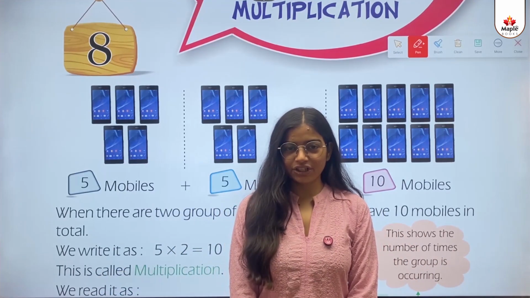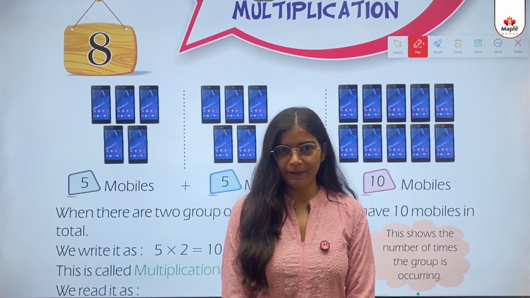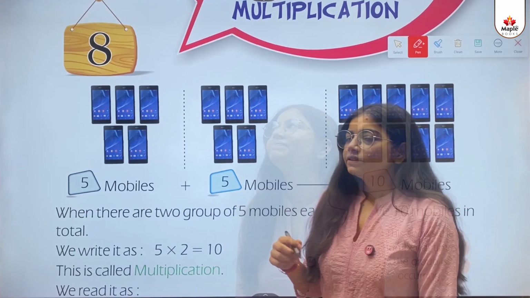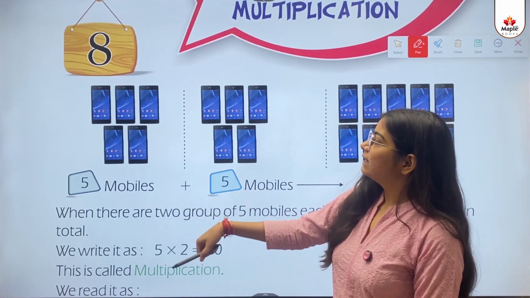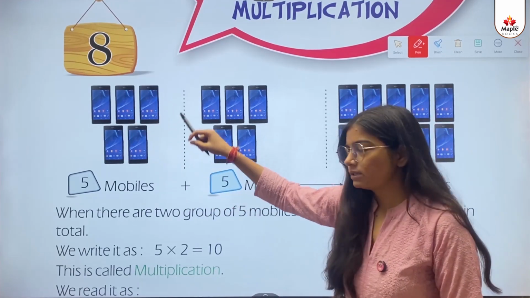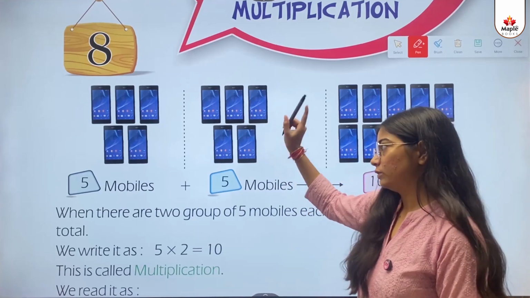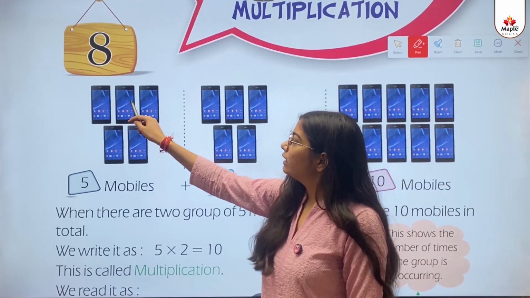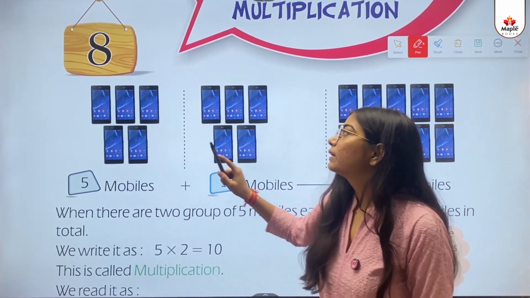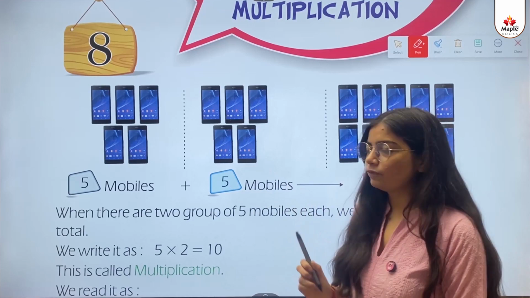In today's lecture, we are going to start with chapter number 8, multiplication from the book Maths Primer. So kids, as you can see in the picture, there are given mobile phones. Here are mobile phones and here also mobile phones. So, we will count 1, 2, 3, 4, 5. 5 mobile phones are there. Then 1, 2, 3, 4, 5. Again 5 mobile phones are there.